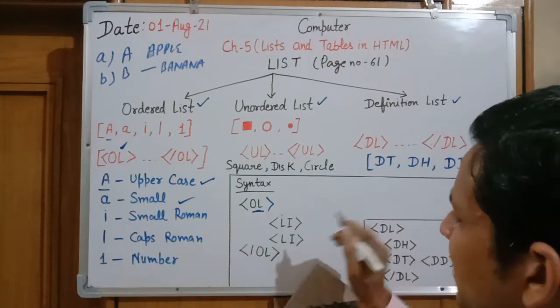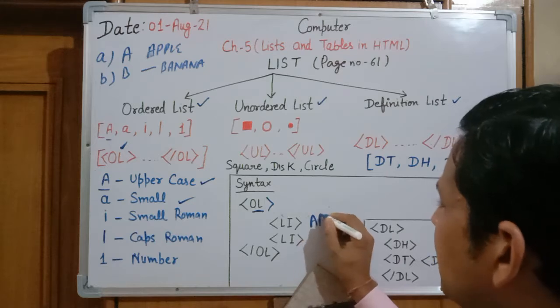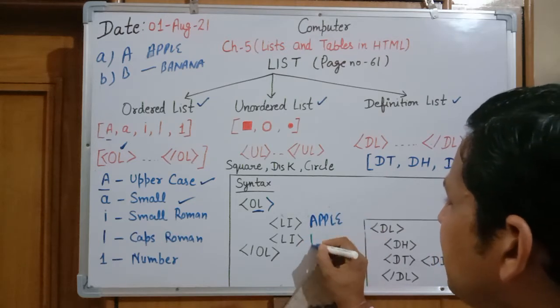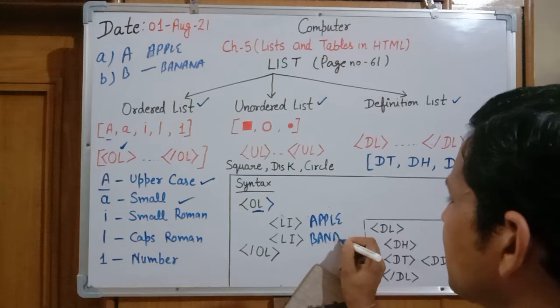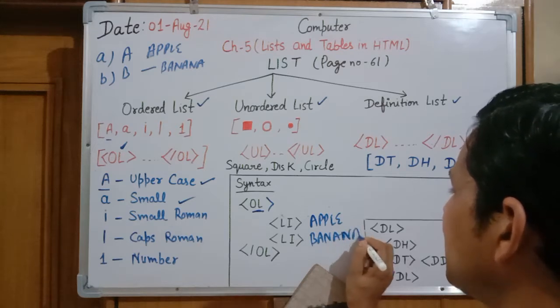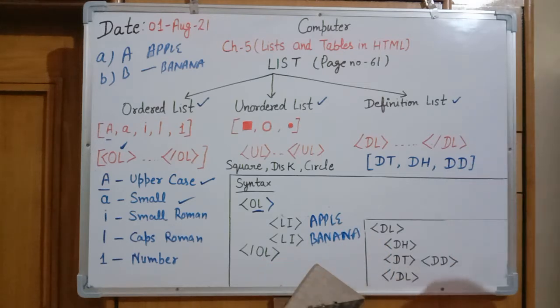In ordered list I am writing OL. In LI I am writing apple. Here I am writing banana. Afterward I am closing the list with OL. So what will be the result of this list?